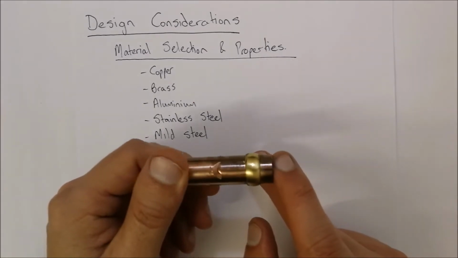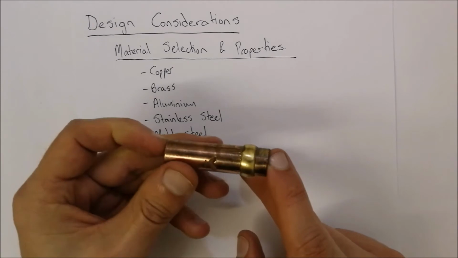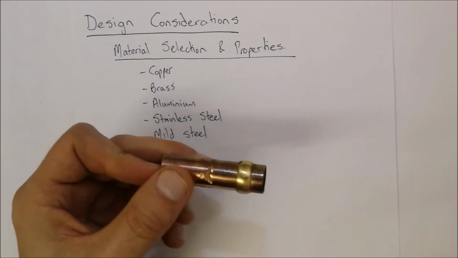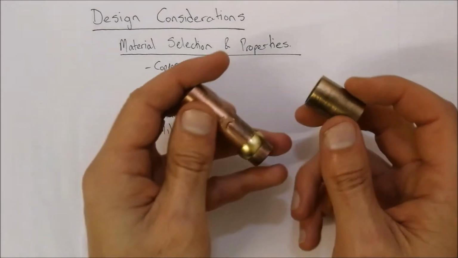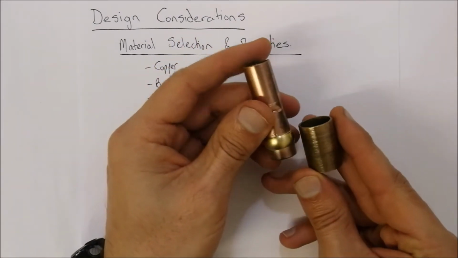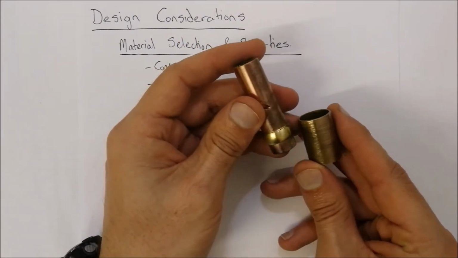And we'll look at some of the applications where it gets used, like in bushes. I've actually got a bush over here, and if you look at it and compare it with this brass, you'll see it is a less yellowish color.